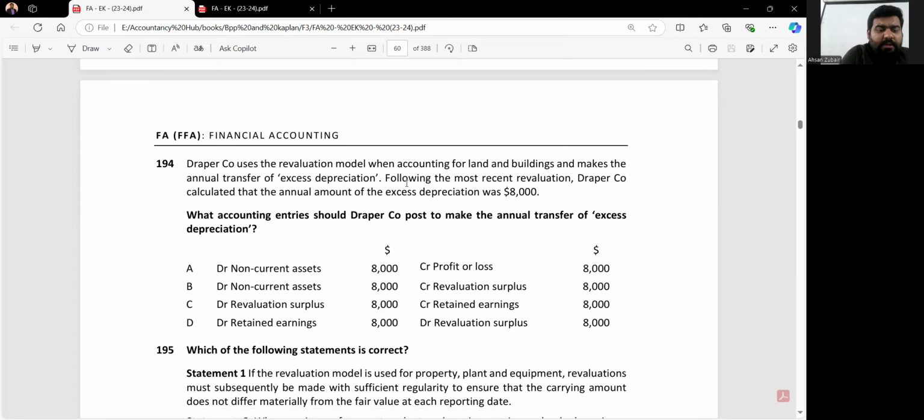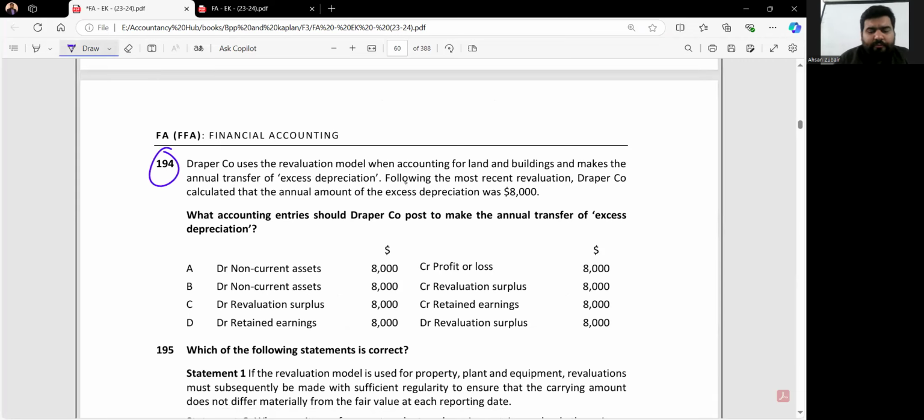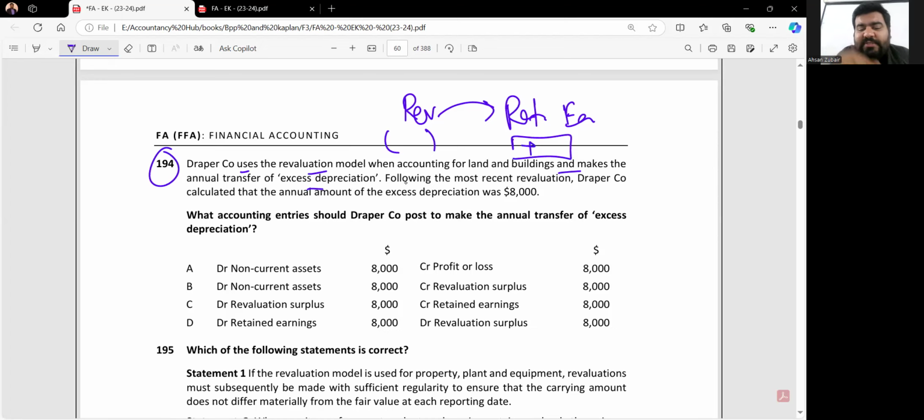Okay, so see, there is a question that first you have to do for practice, and then I will do it. Draper Company uses the revaluation model when accounting for land and building and makes an annual transfer of excess depreciation. Annual transfer of excess depreciation means you transfer from the revaluation reserve to retained earnings. Here it is deducted and here it is added, if you remember. This is known as the transfer of excess depreciation from revaluation reserve to retained earnings.